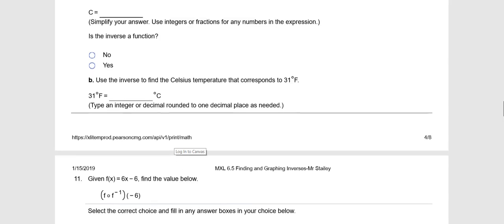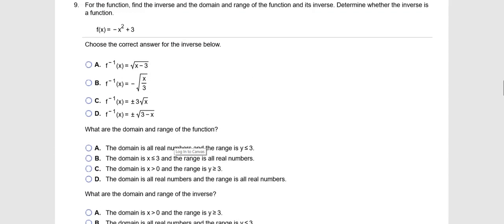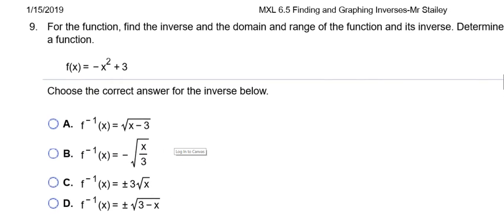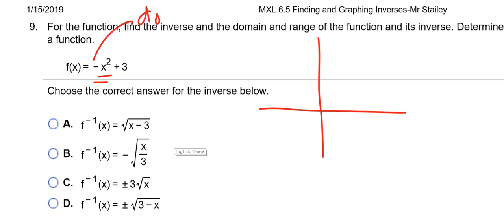Okay, let's go back to number 9. This is more practice of something we did earlier. A little bit different shape. So what's the original shape look like? It's a parabola. Good, good, good. Which way does it open, up or down? It opens down, right? So we know it's opening down.